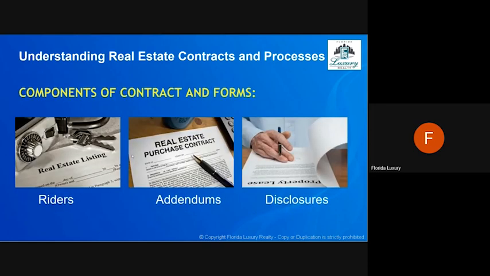And there are three primary components to what we call a real estate contract. We have a rider, we have an addendum, and we have a disclosure. Do you guys know the differences between these? Raise a hand. I was going to say riders can be included before it's executed, and maybe addendums after it's executed. Yep, you're exactly right.